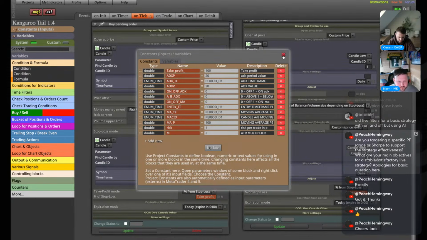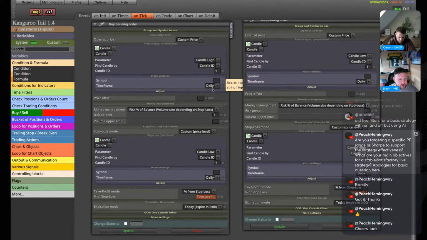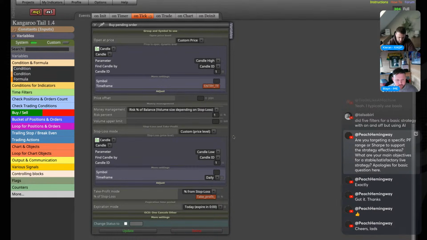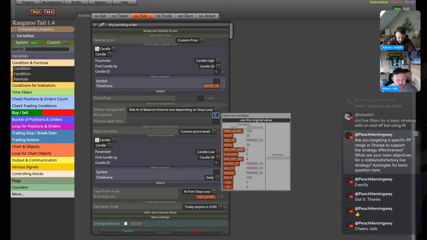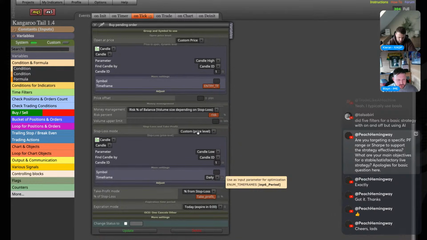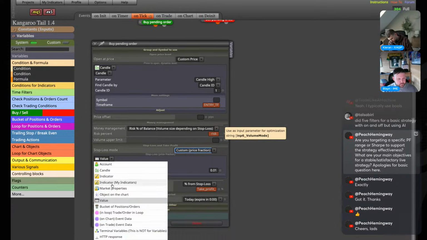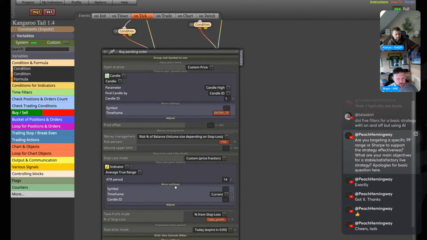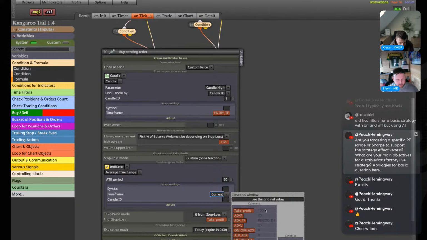Awesome. Okay, so we're going to go through this. High, again, we can use, what is that? We'll close that down for now. The entry time frame. Risk of balance, again, risk is 1. Let's change this. So whenever you're using a calculated stop loss, we'll use price fraction. And we'll go to average true range. We'll choose the standard period of 20. Right click.